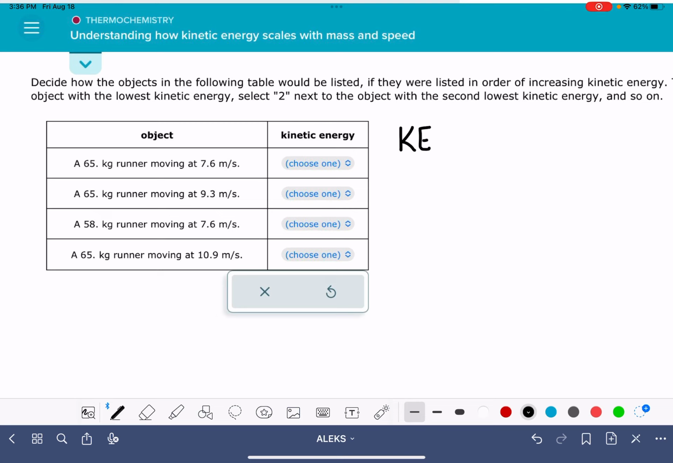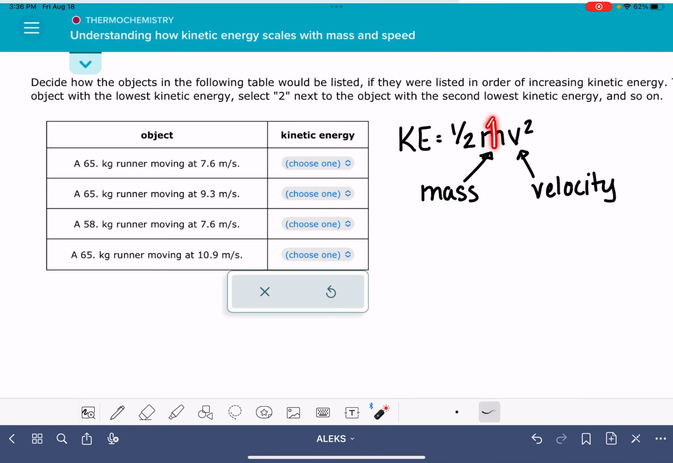The kinetic energy of an object is calculated by the equation 1/2 mv squared, where m represents the object's mass and v represents the object's velocity. So basically, with this equation, what we know is that as the mass of an object increases, its kinetic energy also increases. As the velocity of an object increases, its kinetic energy increases as well.